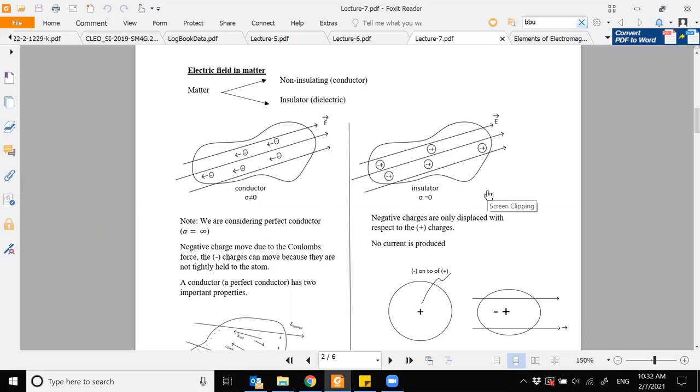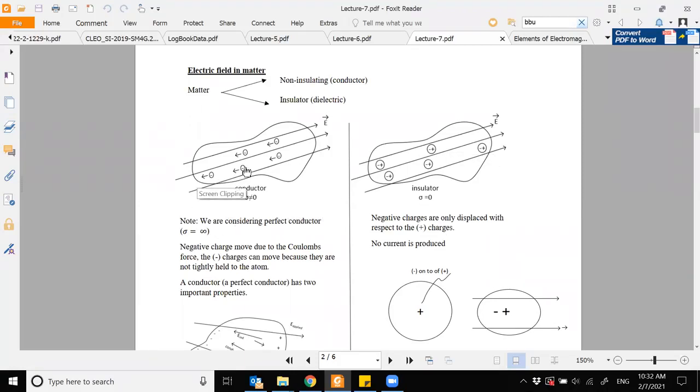And also those electrons which are in the valence band, in the orbitals, are very well attracted by the nucleus. So it's not so easy to pull the electrons from these orbitals and make them free electrons. That's why they are dielectrics or insulators.